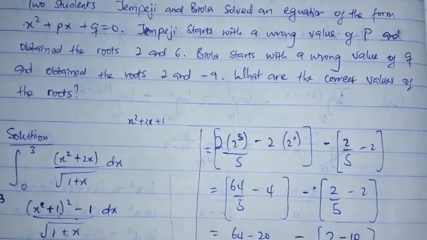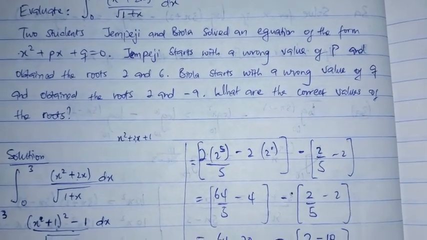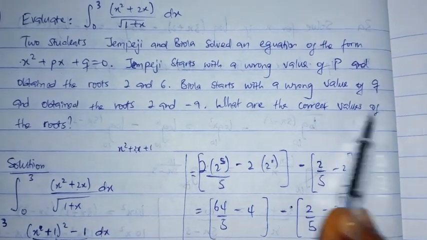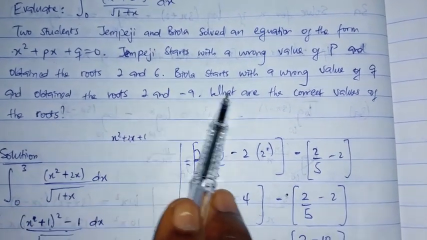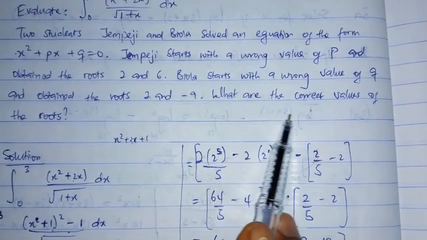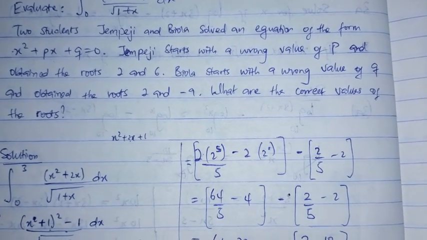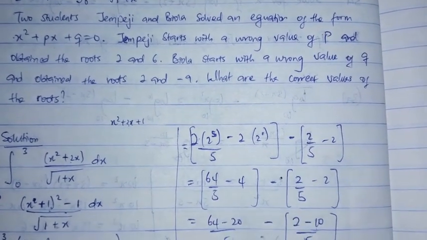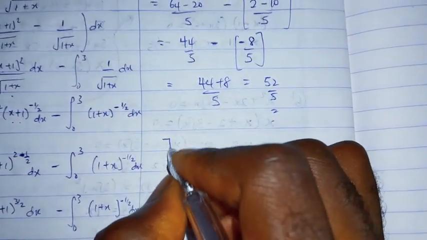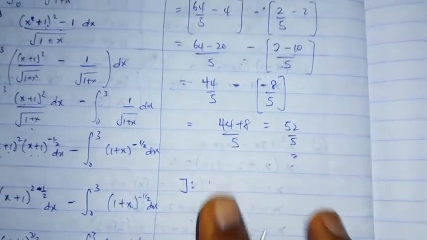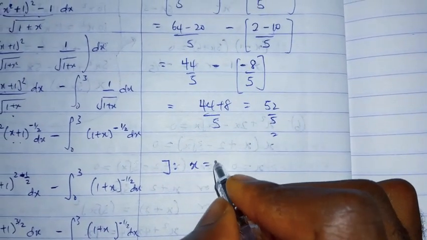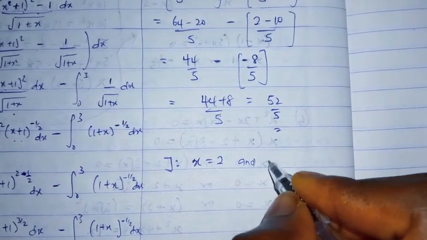Now, that is the answer to number 4a. 4b's question says, two students, Jimpenji and Biola, solved an equation of the form this. Jimpenji starts with a wrong value of p and obtained the roots as this. Biola starts with a wrong value of q and obtained the roots as this. What are the correct values of the roots? Now to solve this question, since Jimpenji started with a wrong value p, I can say for Jimpenji the roots are 2, 6. That is when x is equal to 2 and x is equal to 6.